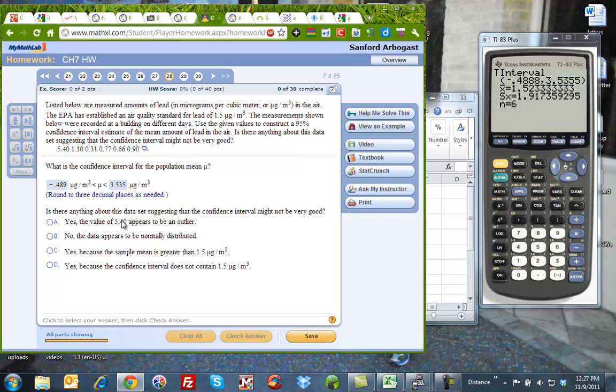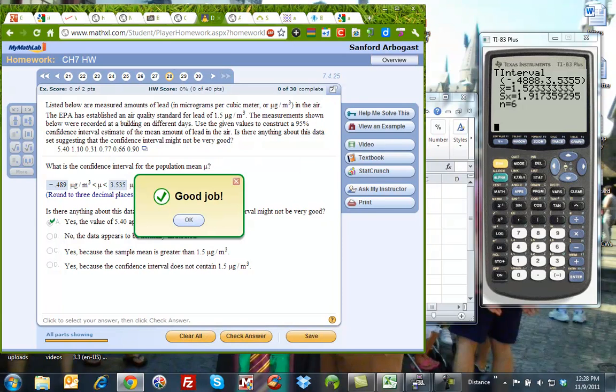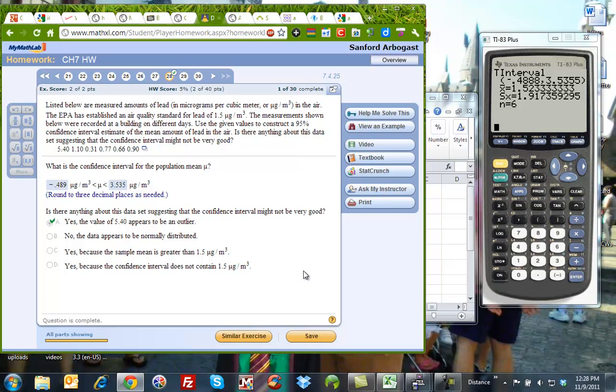Now, is there anything about the data suggesting the confidence interval might not be very good? Well, we do have this high 5.4 here, but you know that it's probably an outlier, so that's a possibility. It doesn't appear to be normally distributed. Our mean is 1.5, so that works out, and our confidence interval does contain this. The thing that makes no sense is this outlier here. I'm going to check that. And there we go, there's our problem. All done.